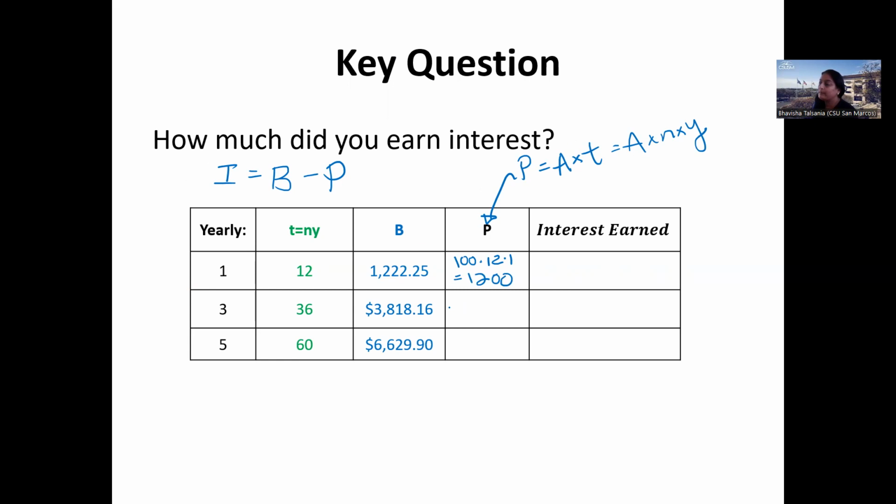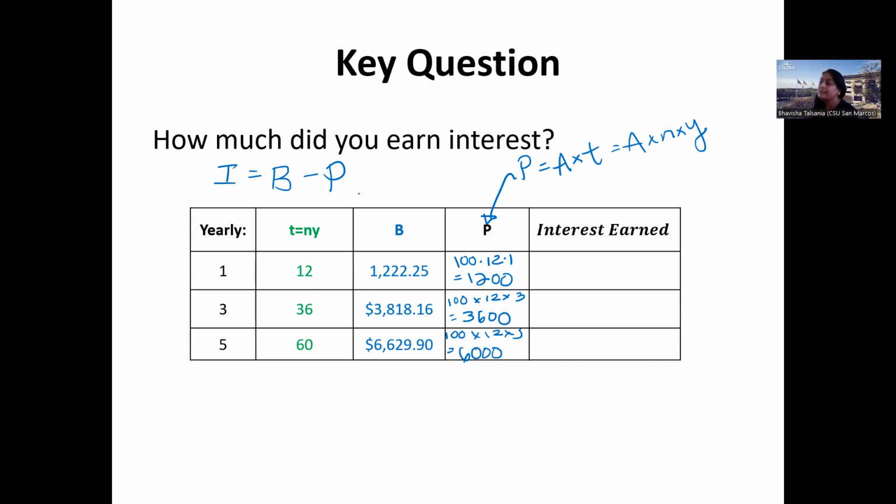For 3, it's going to be 100 times 12 times 3. And for 5, it's going to be 100 times 12 times 5. So when you calculate that out, you should get over here 3,600 for 3 years. And for 5 years, you should get 6,000.